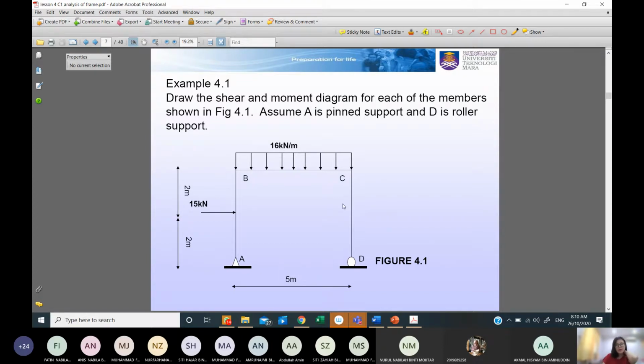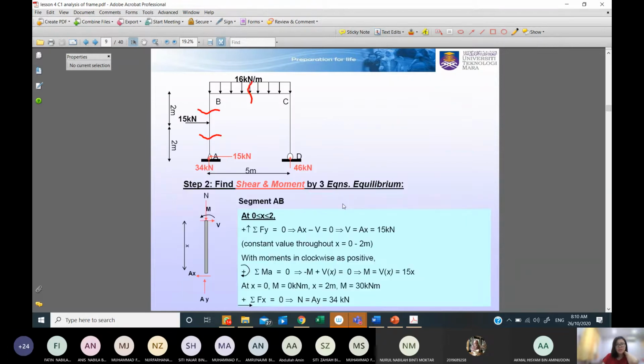After we have decided on these cut sections earlier, and also CD, which is not drawn here, we start to draw the free body diagram. Oops, I need to click my pen first. This is the free body diagram.